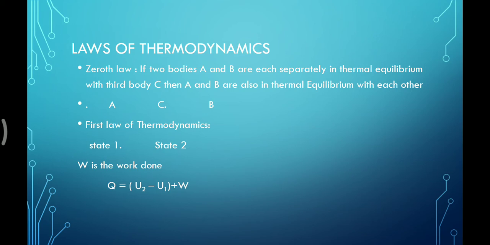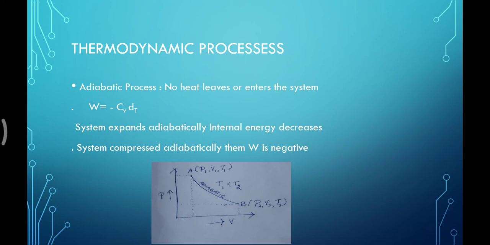And so in the first law of thermodynamics, again I'll repeat this. When a certain amount of heat is applied to the system, work is done. So some work is done, that is denoted as W, which moves the system from state 1 to the state 2. This is first law of thermodynamics. And next we'll discuss about the thermodynamic processes.